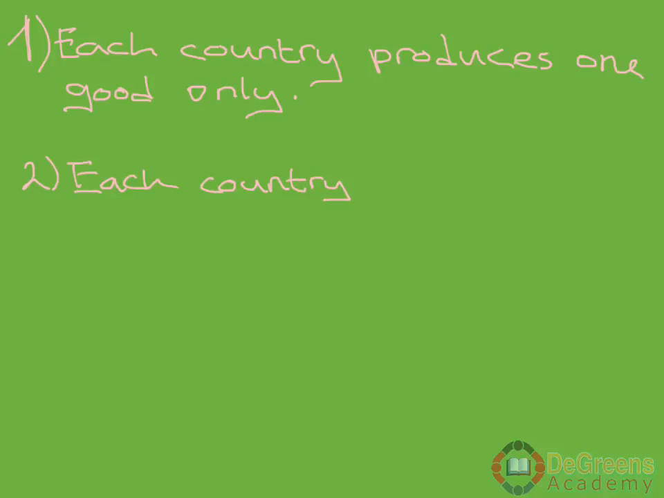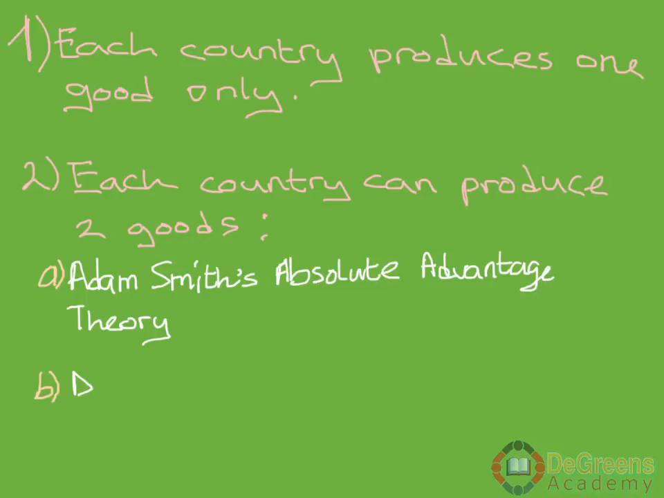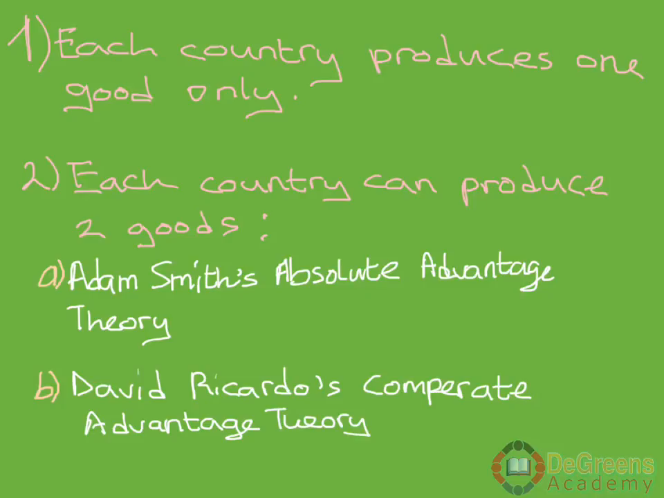So next we're looking at where each country can produce two goods. Beneficial international trade can also be done in the case where each country can produce two goods. We'll look at two theories: first, Adam Smith's absolute advantage theory, and next, David Ricardo's comparative advantage theory. We'll end at these two theories here under the O-level syllabus.